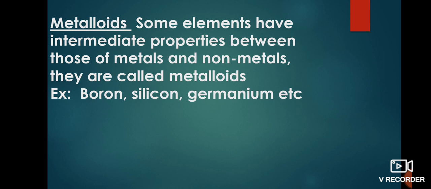The next type of element is metalloids. Some elements have intermediate properties between those of metals and non-metals. They are called metalloids. These elements show both the characters of metals and non-metals. Examples are boron, silicon, germanium, etc.